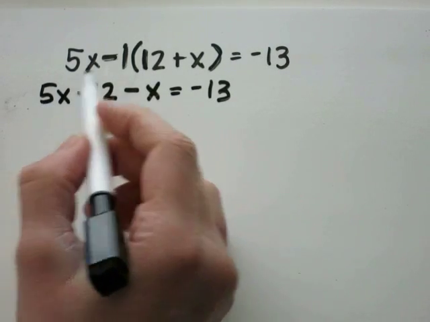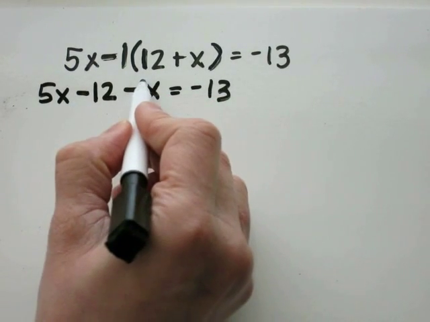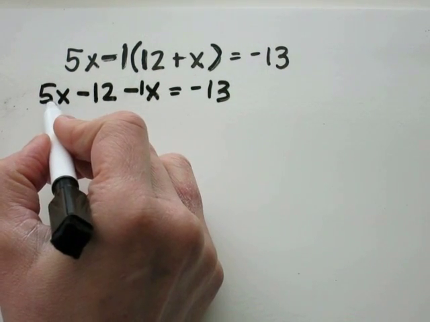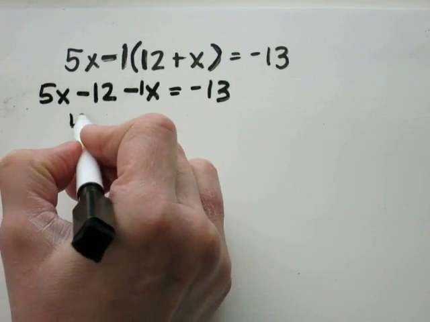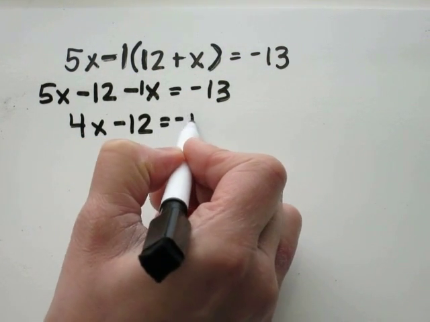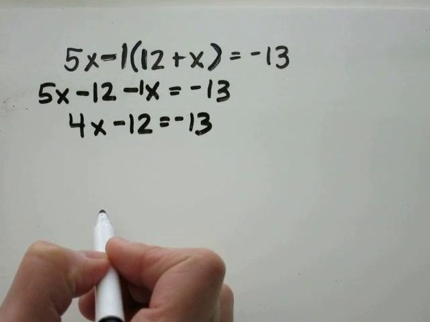I'm going to combine my like terms of x. This is the same as if you had a 1 in front of it. So 5 minus 1 is 4. So I'm left with 4x minus 12 equals negative 13.